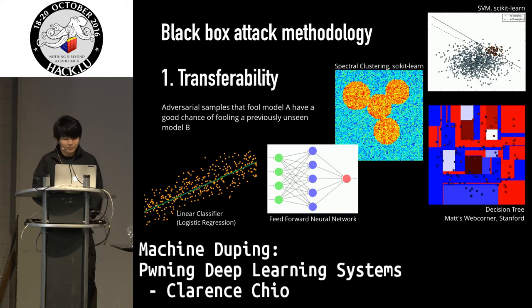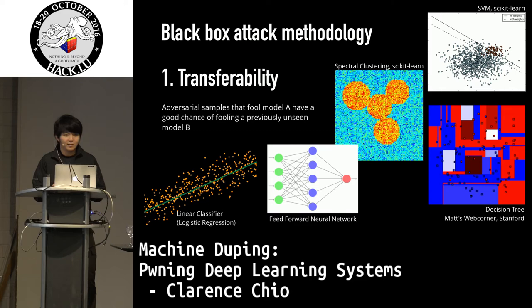So earlier in the presentation, I mentioned something about transferability. Basically, these attacks are not only applicable to deep learning models. They're applicable to all kinds of machine learning models. These are some examples of machine learning models that have been studied. For example, linear classifiers, spectral clustering algorithms, support vector machines, decision trees. The thing is that, and this is still an open research problem as to why this happens, but adversarial samples that are generated using deep learning have a pretty good chance of fooling a previously unseen model, even if it's a totally different model trained using totally different things and in a totally different infrastructure.